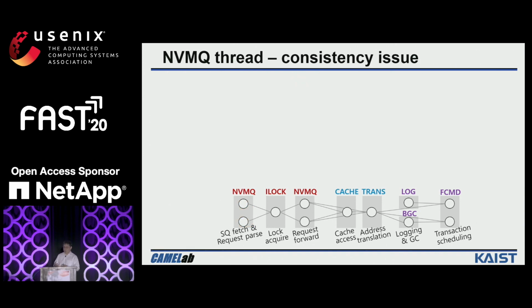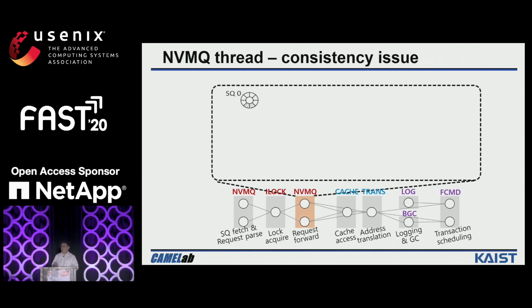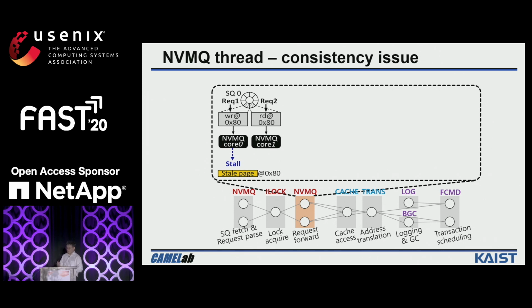Since the NVMQ threads can access commands from the same NVMe submission queue, it may raise data consistency issues. Here I will give an example. Let's suppose the CPU submits request 1 and request 2, and both request 1 and request 2 access data on a page at address 0x80. We expect NVMQ0 will process the first request and update the stale data in the NAND flash. Afterwards, NVMQ1 will process the second request and read the data from the NAND flash. However, in reality, NVMQ0 can be stalled for some unknown reasons, and NVMQ1 will access the stale data from the NAND flash. To address these challenges, we introduce the ILOCK thread.